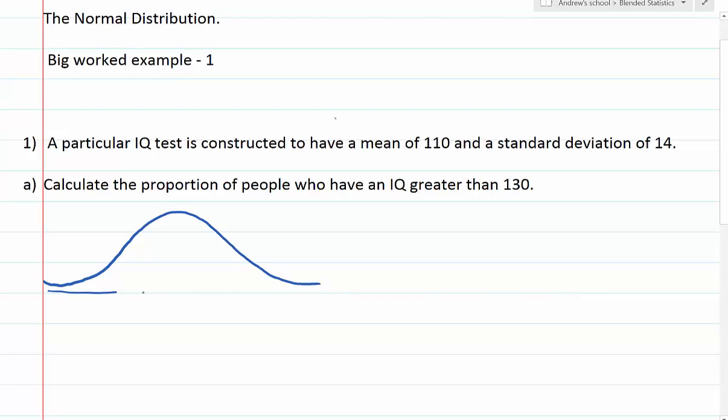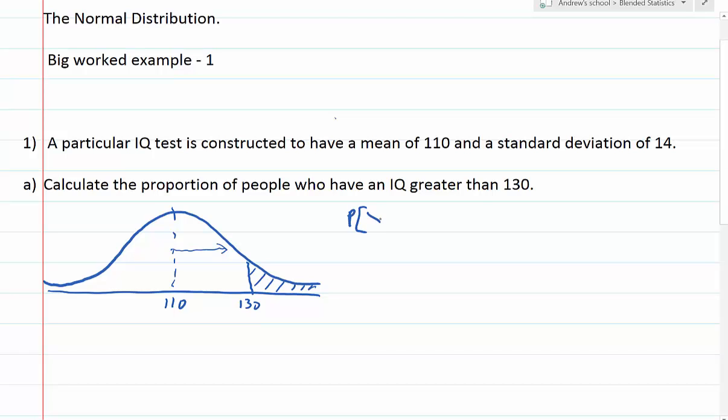So here we have a normal curve, the mean is at 110, and we want the proportion of people who have an IQ greater than 130. You'll note that the standard deviation is 14, which is the distance to the point of inflection, so 130 is further out in the tail than the point of inflection, so we know that the Z value is bigger than 1. First thing we need to do is to standardize the results.